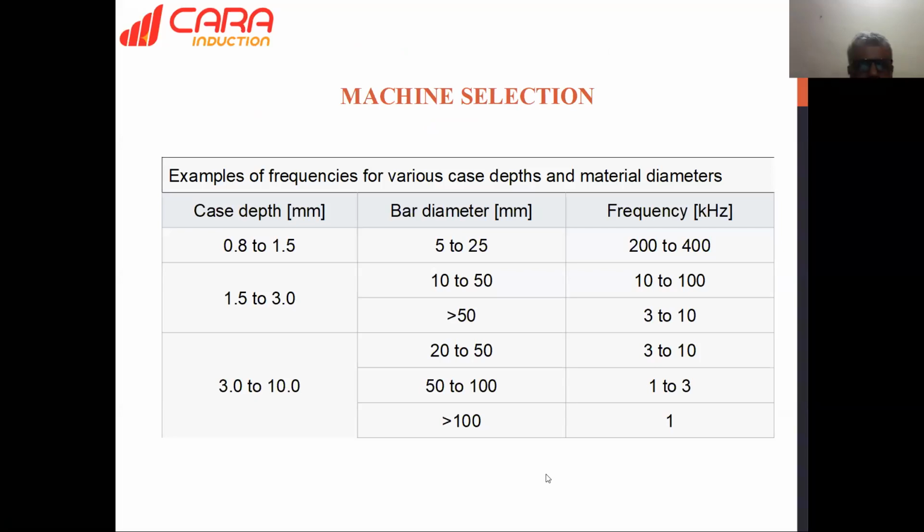So this is exactly what the requirement is here. If our requirement is 0.8 to 1.5 mm, then we need to select a 200 to 400 kilohertz machine. If our requirement is 1.5 to 3 mm, then a 10 to 100 kilohertz machine. And if our requirement is above 3 to 10 mm, then it is a 10 to 3 kilohertz machine. Next.